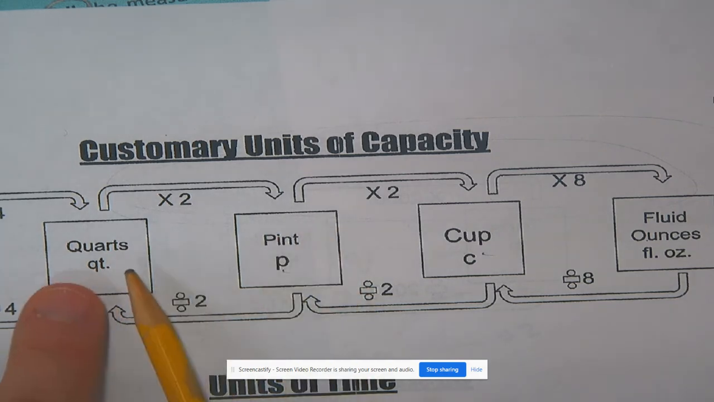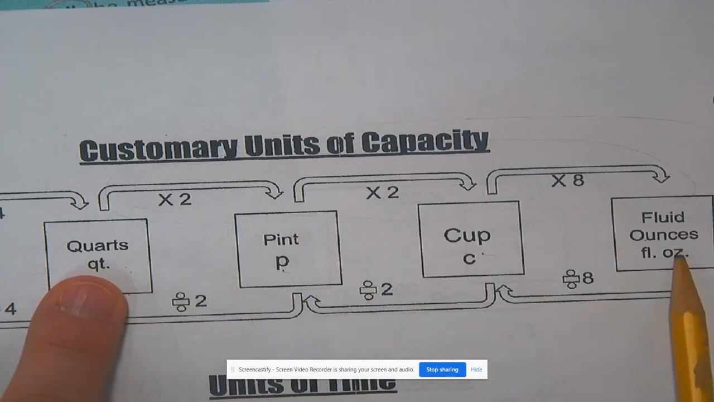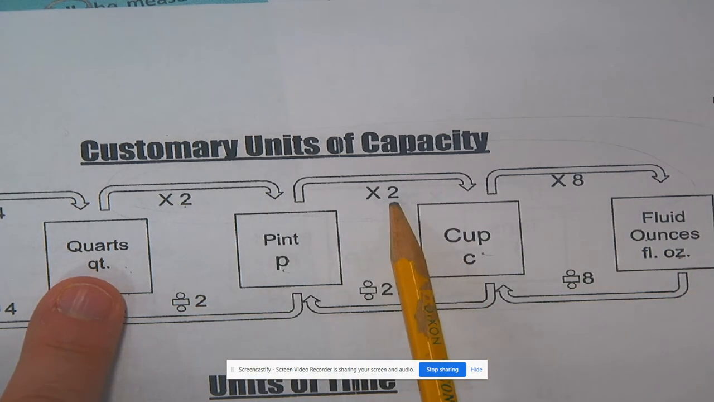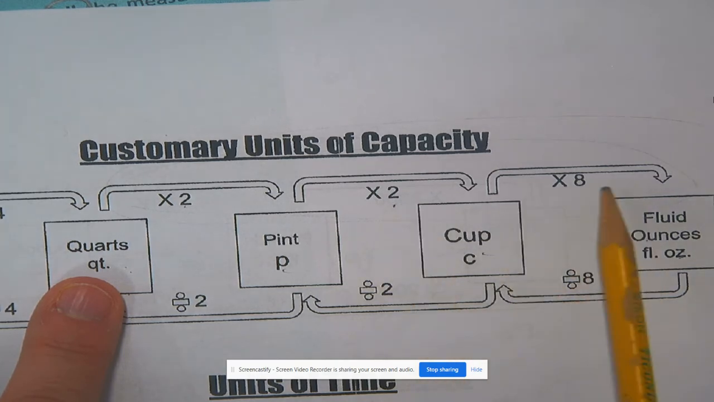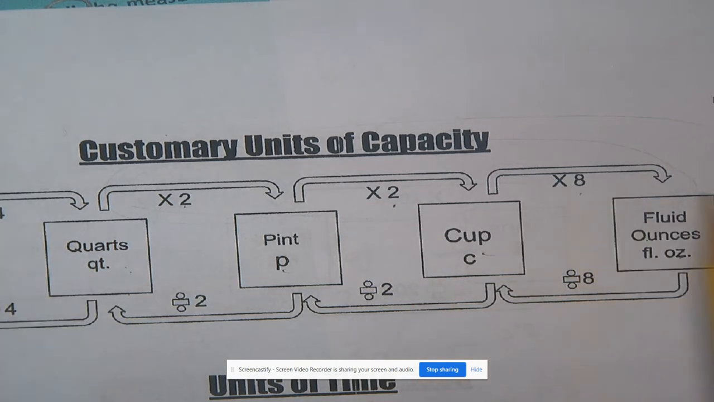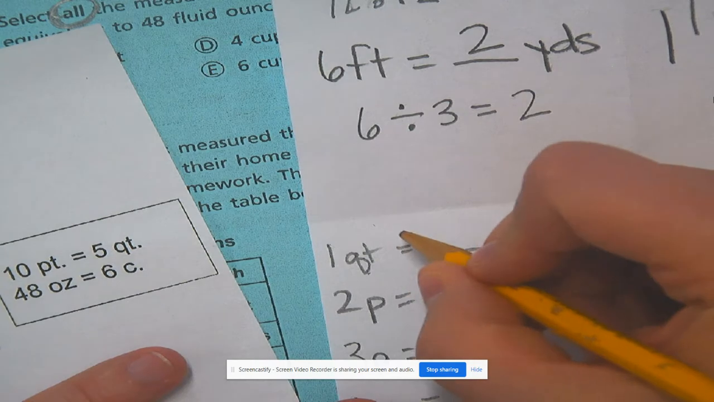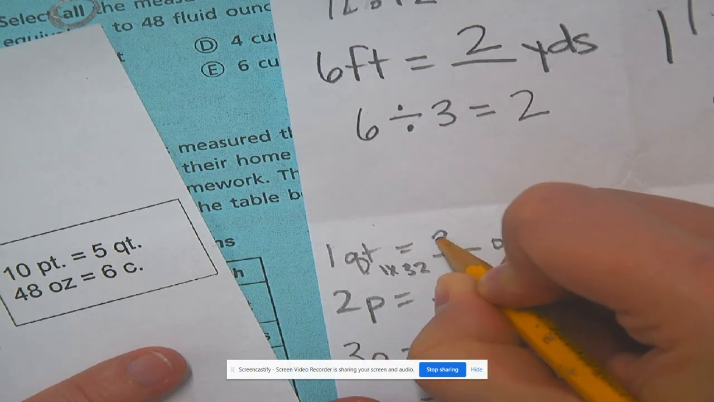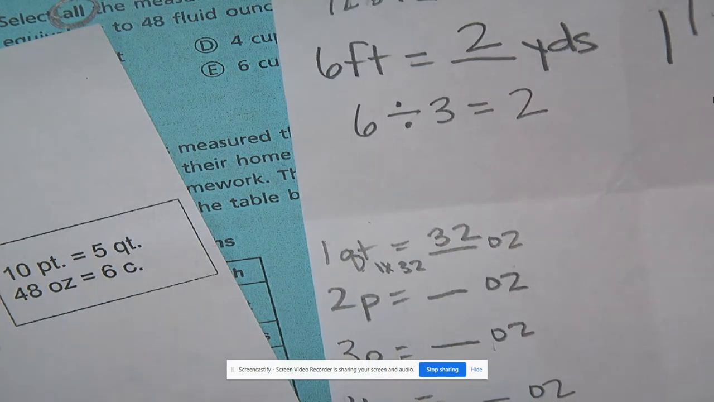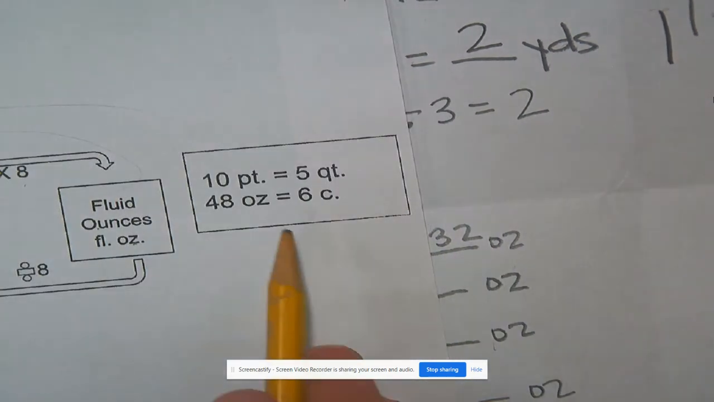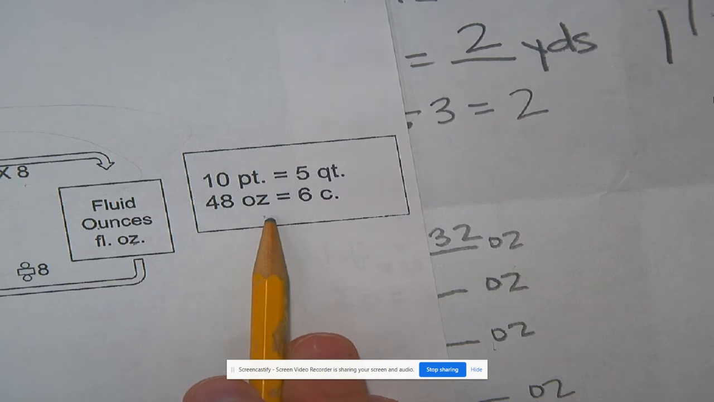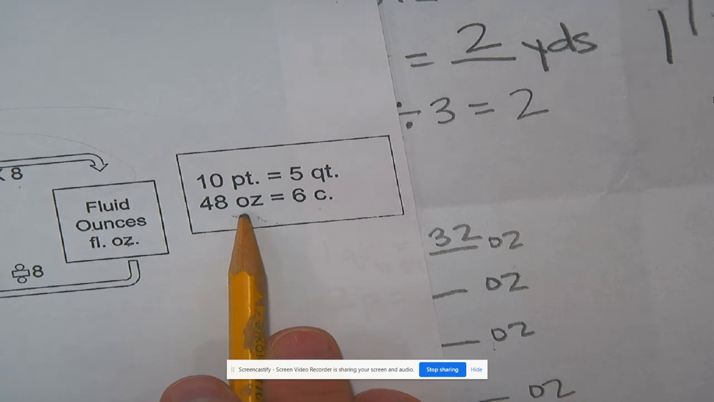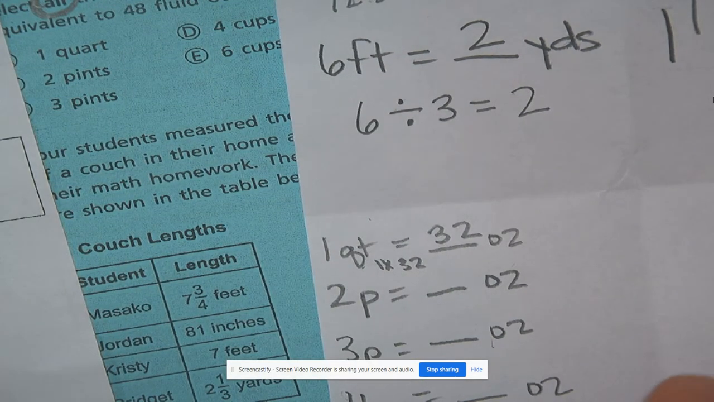So what would I multiply to go from quarts to ounces? 2 times 2 is 4, times 8 is 32. So what am I going to times that by? So 1 times 32 equals 32. Ooh, looky here. 6 cups equals how many ounces? Oh, that's nice. That one was done for us.